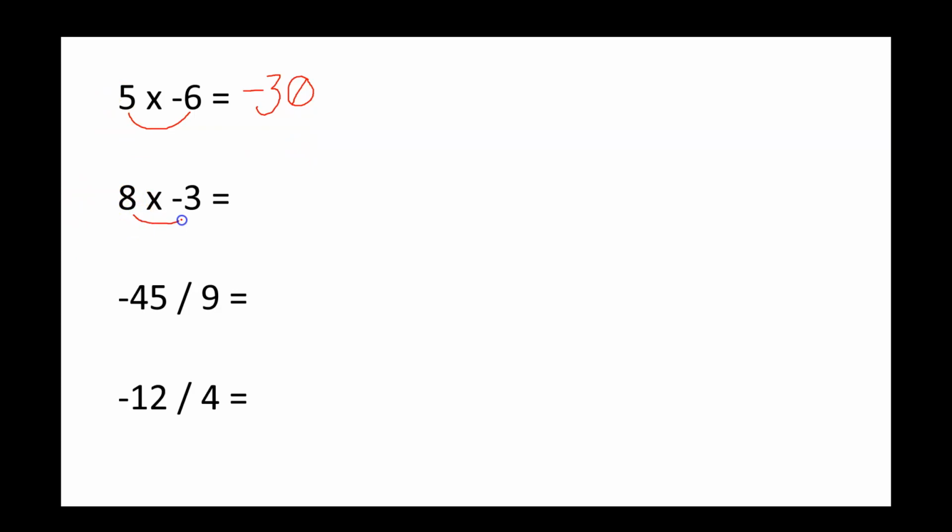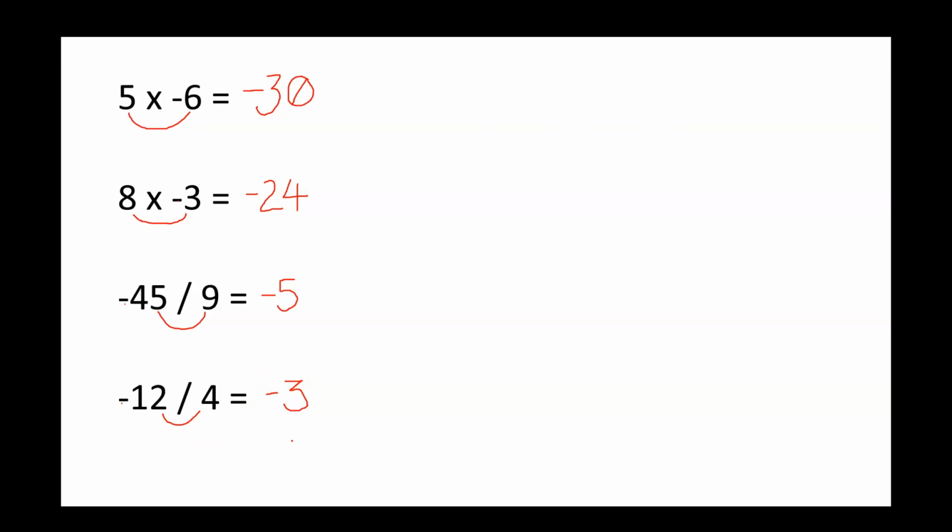8 times 3 is always 24. But because there's a negative sign here, we put a negative sign in the answer. 45 divided by 9. 45 divided by 9 is and always has been 5. Because there's a negative sign, we put a negative sign in the answer. And 12 divided by 4 is and always has been 3. Because there's a negative sign, we put a negative sign in the answer.